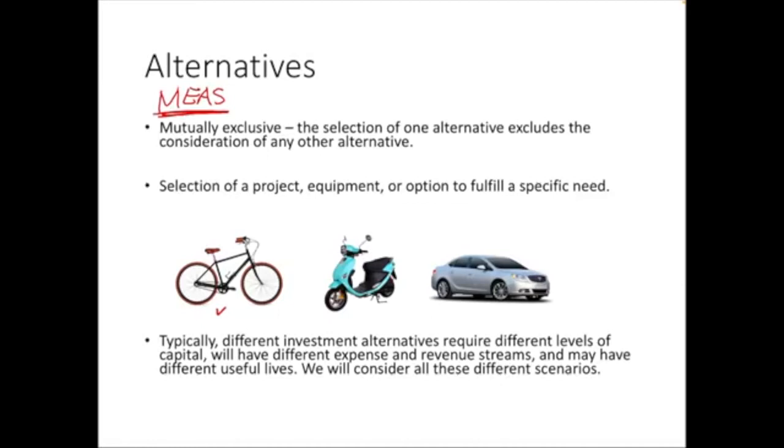And also, they may have different useful lives, right? So bicycle, depends on how well you maintain them. The useful life could be different. So bicycle, maybe it's like 10 years. I really don't know. And then the scooters maybe longer, and the cars maybe even longer. I really don't know exactly how long the useful life for each of them is, but it's very intuitive for us to understand that the useful lives could be different. Something can be used for a long time, and the other thing could be worn out very quickly. So when you make decisions between multiple alternatives, we need to consider all these different scenarios.